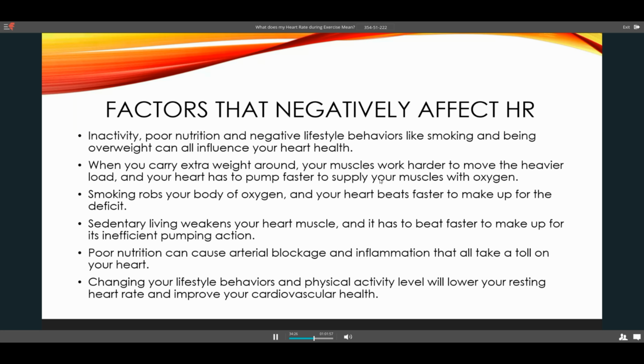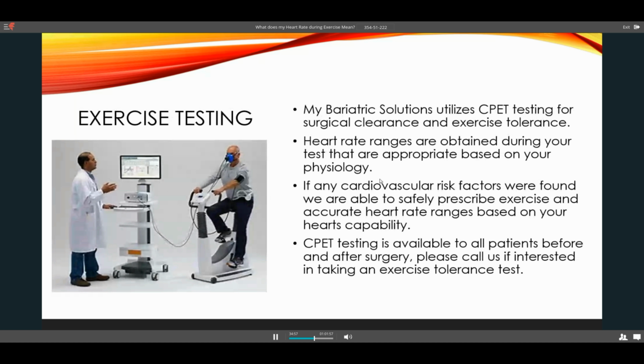Sedentary lifestyle over time is going to decrease your cardiovascular function, so your heart has to work faster to make up for the inefficient pumping action, which is the stroke volume that we referred to earlier. Also, poor nutrition can cause plaque buildup and blockage over time. That certainly can take a toll on your heart. And also any risk factors, hypertension, diabetes, anything like that can certainly have a negative effect on your cardiovascular health as well.